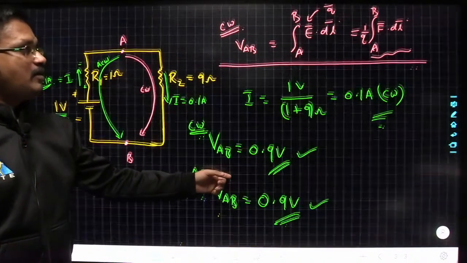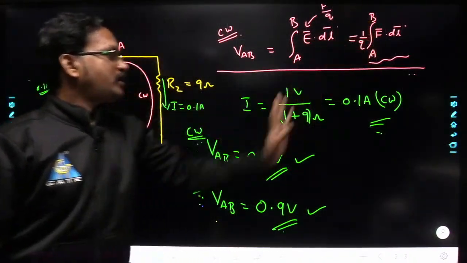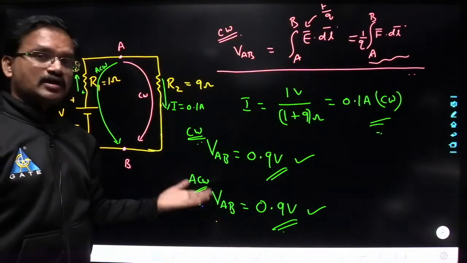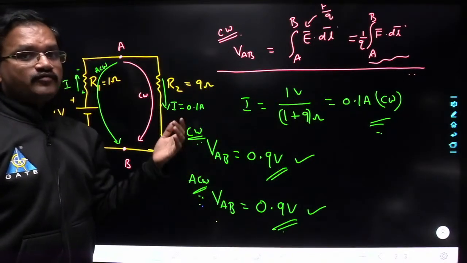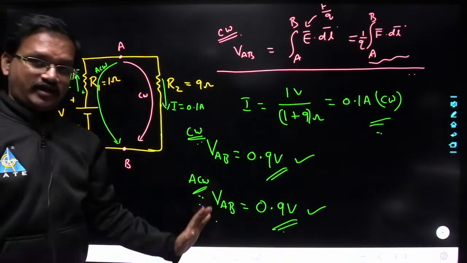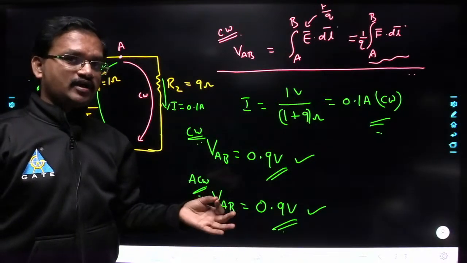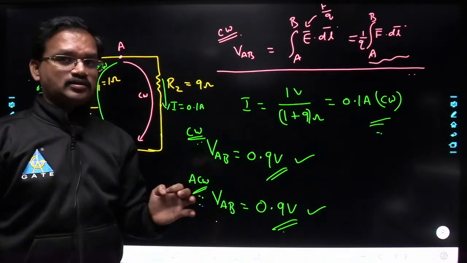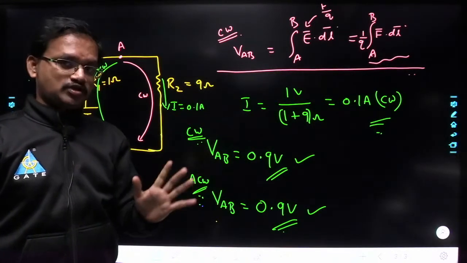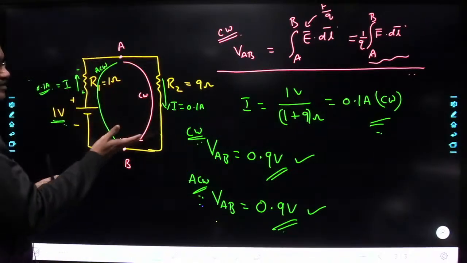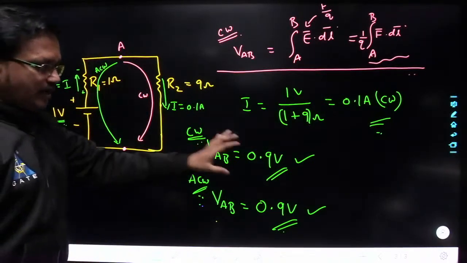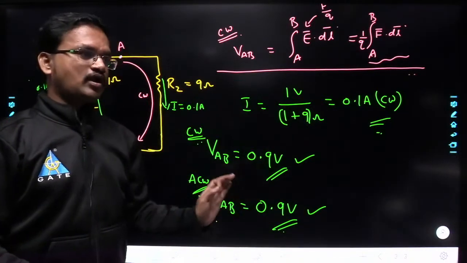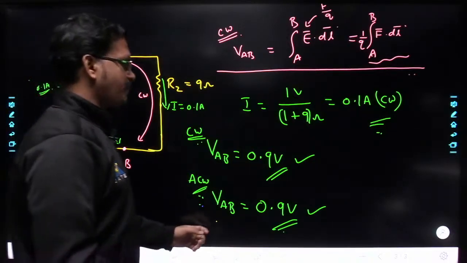So the work done per unit charge in moving from A to B in clockwise direction will be the same as the work done in moving the unit charge from A to B in anti-clockwise direction. So what I mean to say here is the work done in a conservative field is independent of the path you are choosing. That's why whether you move in clockwise direction or anti-clockwise direction, you end up with the same result. Yes or no? Okay, that's what I want to mention here. Now see here.